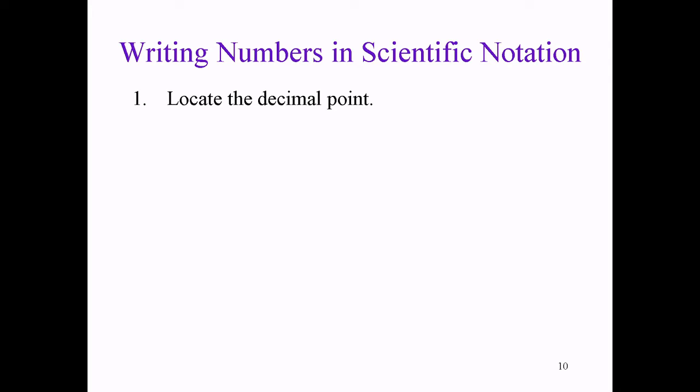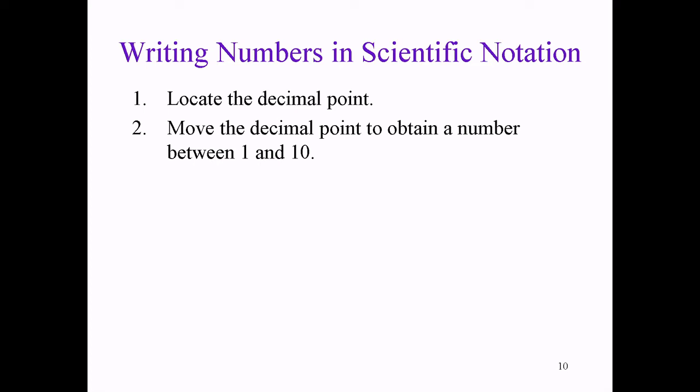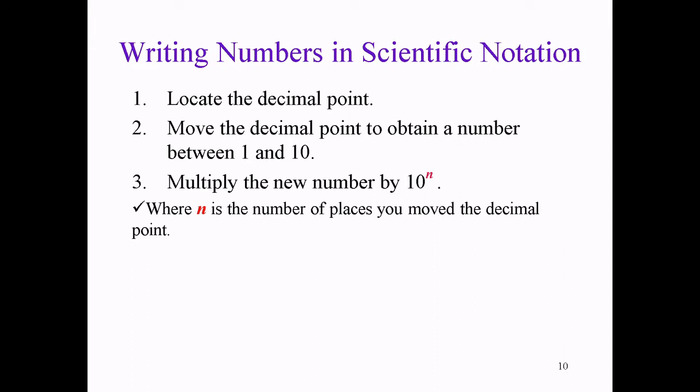So let's go through the steps of taking a decimal value and writing it in scientific notation. The first thing we're going to do is locate the decimal point. Then we're going to move the decimal point to obtain a number between 1 and 10. So we want a number and then a decimal place. We're going to multiply the new number by 10 to the n, and in this case, n is the number of decimal places you move the decimal point.